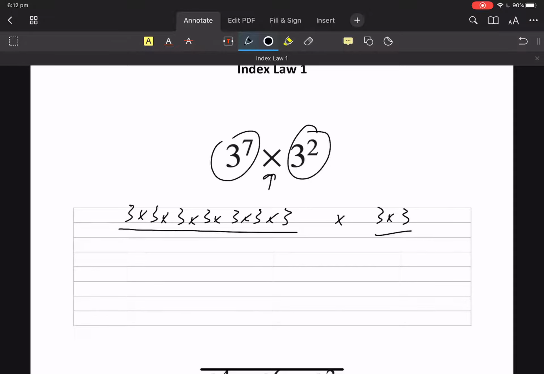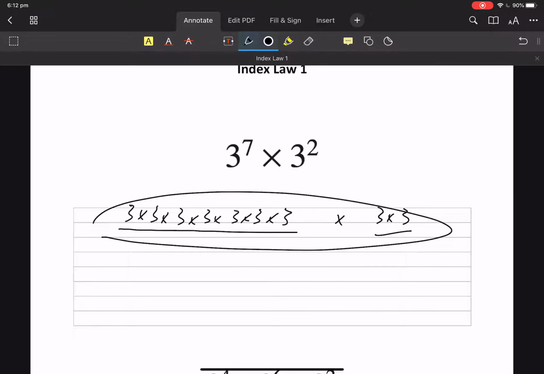There are 2 threes there. So when we multiply it together, we can ask, how many threes are all together? And someone's going to go, oh my gosh, there are 9 threes. So that's 3 to the 9, because clearly we can't calculate that in our head. That would take us too long. It's just about using our indices to write an answer, 3 to the 9.